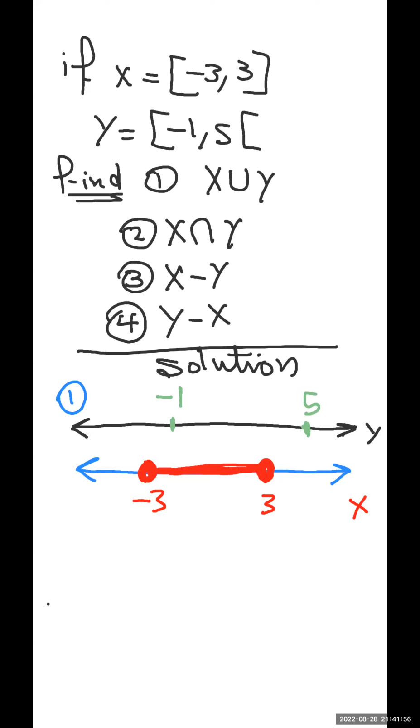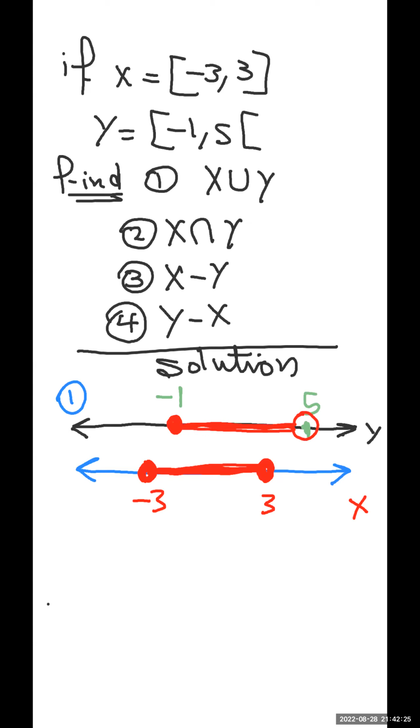Now, the interval Y, it's closed from the side of -1. So shaded circle at -1. Opened at 5, unshaded circle at the side of 5. Now, by default, shade the distance between the two elements. Nothing new till now. I just represented the two intervals.